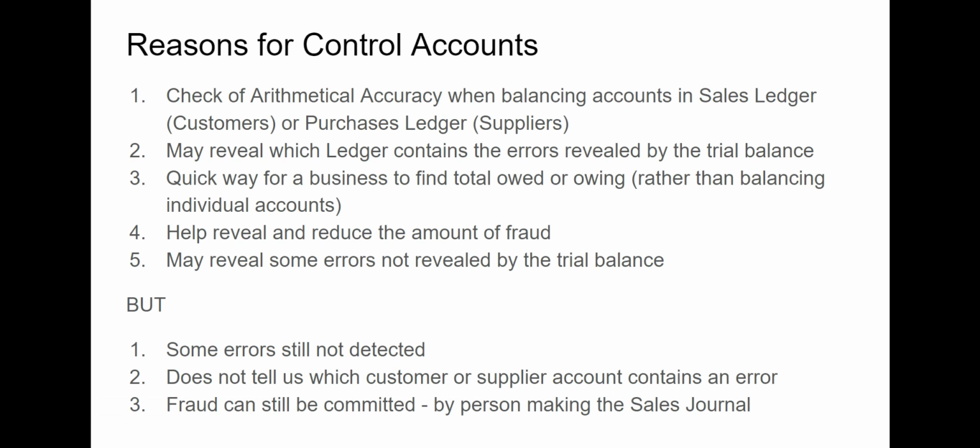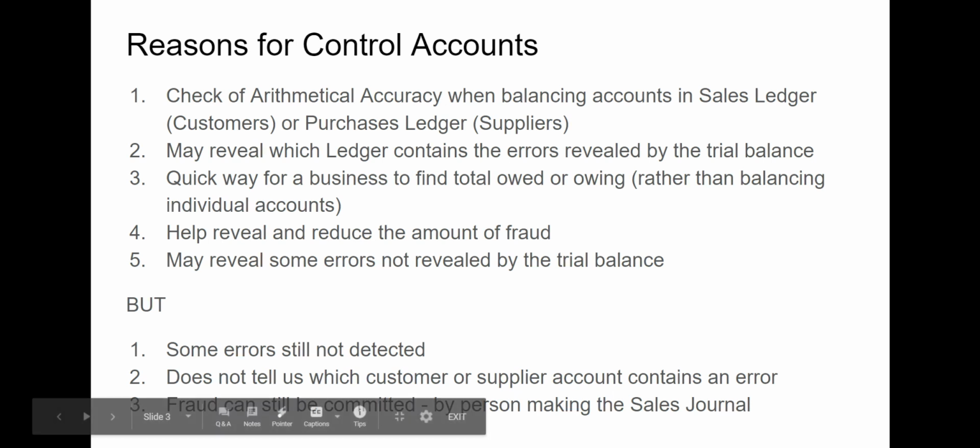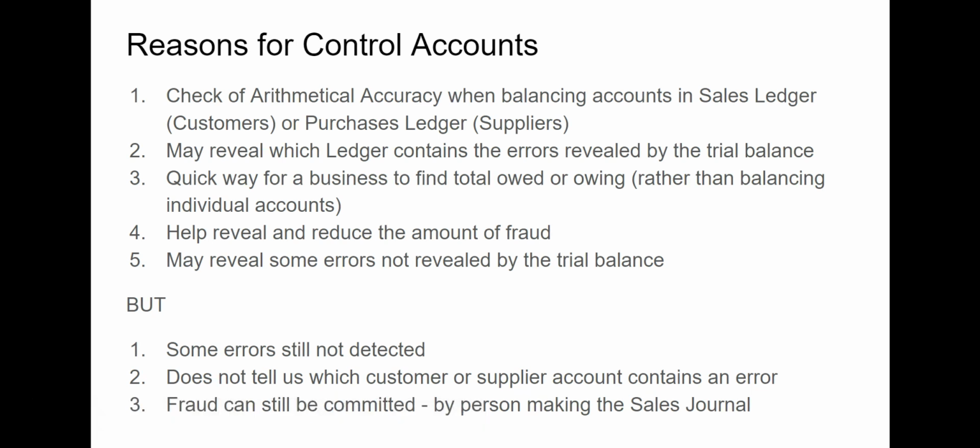So if the trial balance was out by $100 and one of the 2 control accounts was out by $100, I at least know that it's going to be an account within that ledger, be it the purchases ledger or the sales ledger, which has the error. If it needs to at any time, it's a quick way for a business to find the total owed or owing by customers or suppliers, because it doesn't need to balance every single account and then add up the totals.